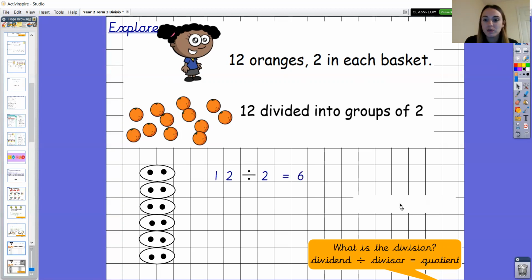Well done, Year 2. So we would write this as 12 divided by 2 equals 6. Should we say it together? 12 divided by 2 equals 6. Brilliant. As we can see that there are 2 oranges inside each group, and there are 6 groups. Brilliant. Well done.